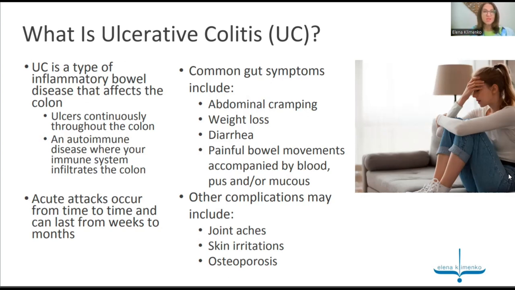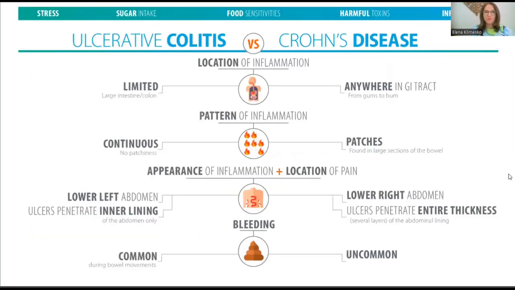So other complications can include joint pains, because there is a mimicry or a similarity of the tissue between the gut and the joints. It could also present with skin irritation like eczema, another autoimmune disorder, but also, because these people live in a state of deficiency for months and years and decades, osteoporosis is one of the most common long-term complications that we see with ulcerative colitis. And we're talking about osteoporosis in younger individuals, even before menopause or before their advanced age.